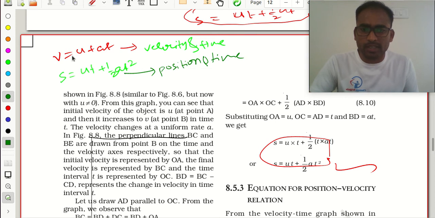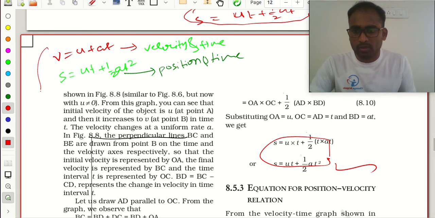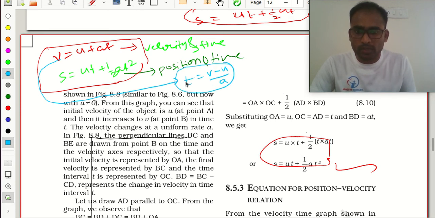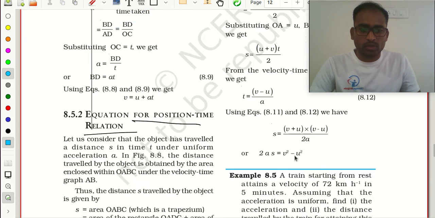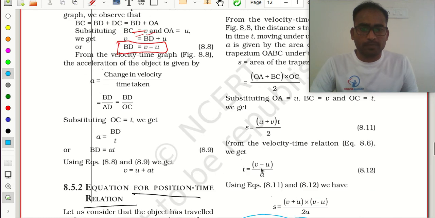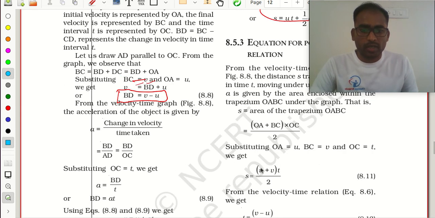I need to remove the T. If I solve these two equations, then I will get it. So you do it as homework, solve these two equations and remove the T. How can I remove the T? I will give you a hint. From this equation I can write T as V minus U upon A. You substitute this T in the other equation. You will get the answer V square minus U square is equal to 2AS. Clear?